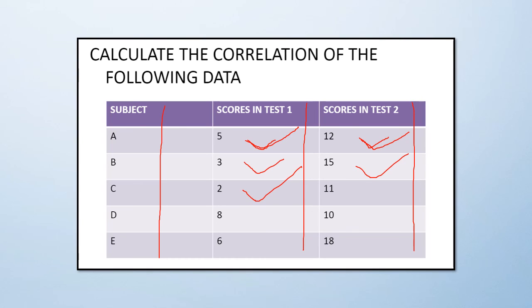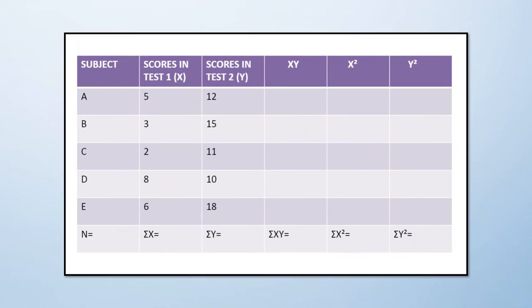We calculate the subject-wise relation between test 1 and test 2. So this is the data we have given in the problem. As we know, we are using the direct method again. So first we prepare a table. The first 3 columns are already given in the problem: the subject, then score in test 1 is the x value and test 2 is the y value.